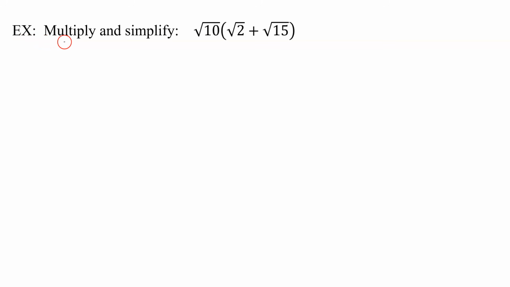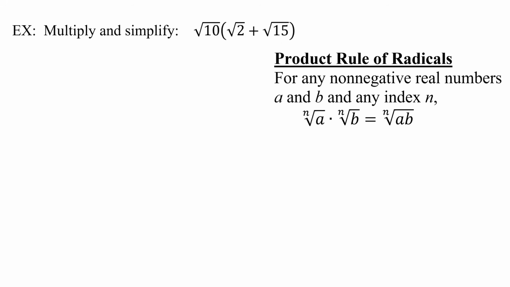In this example, I need to multiply and then simplify when I have the square root of 10 times the quantity the square root of 2 plus the square root of 15. So in this problem, I'm going to have to multiply square roots, so this might be a good time to review the product rule for radicals that says if I have the nth root of a times the nth root of b, it equals the nth root of a times b.